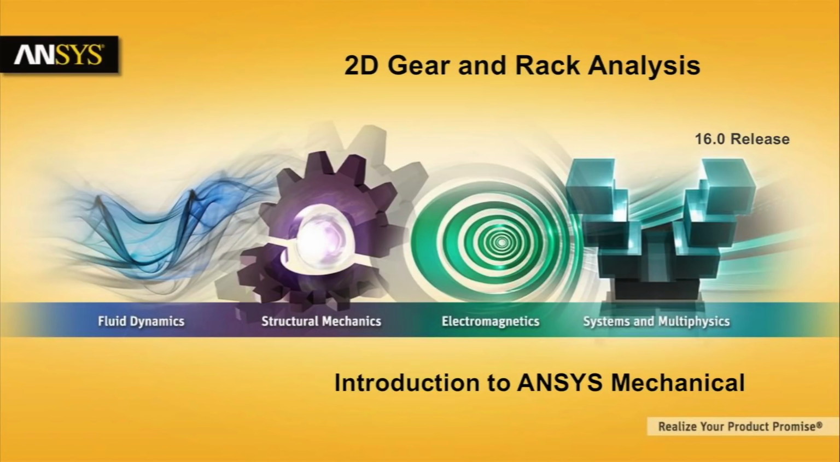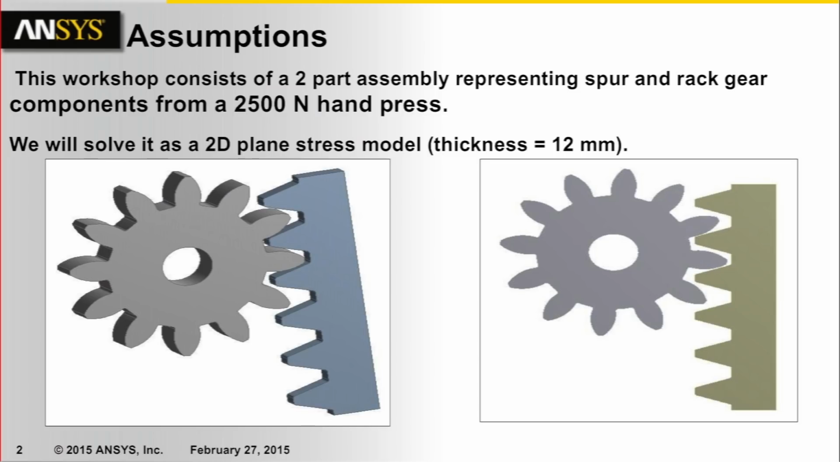Alright, welcome to the first lab. This is our introduction to ANSYS Mechanical. We're going to be doing a 2D gear and rack analysis. And what this lab basically consists of is a two-part assembly that has a spur and rack gear. And they're basically components from a 2500 Newton hand press.